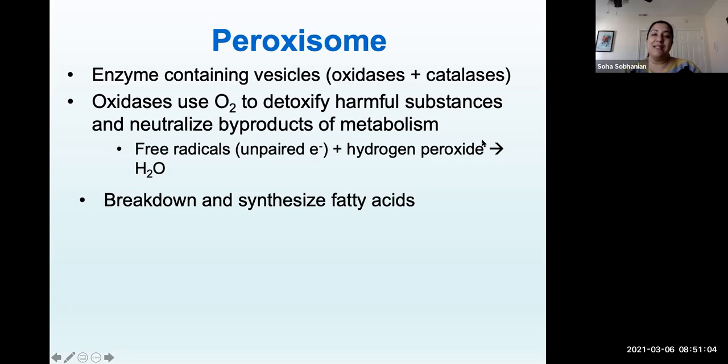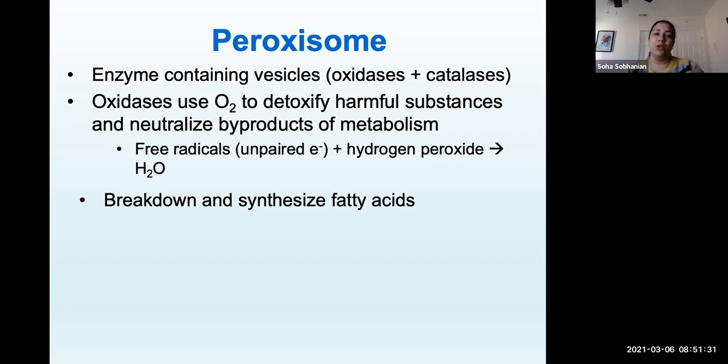We also produce things called free radicals, which are basically free unpaired electrons. Both of these can be really harmful to us. Unpaired electrons can cause damage to your cell. They can cause cancer. And hydrogen peroxide is just simply bad for us. They can kill the cell. They can destroy the cell.